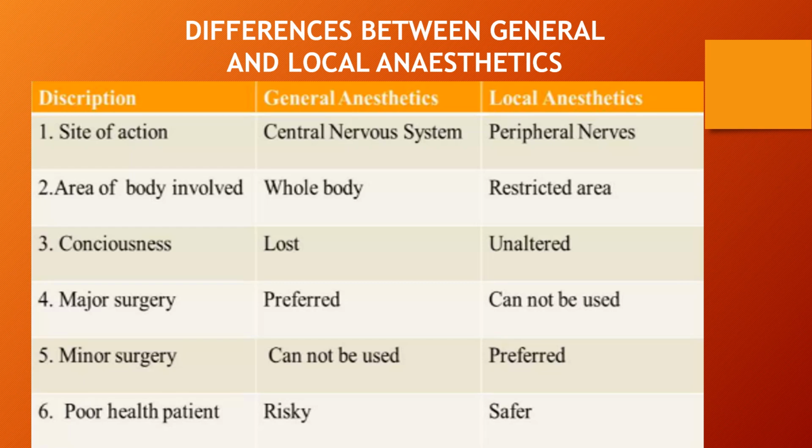If we talk about the difference on the basis of site of action, general anesthetics work on the central nervous system, and local anesthetics work on peripheral nerves. Consciousness in case of general anesthetics is lost, and in local anesthetics it is unaltered. In major surgery, general anesthetics are preferred and local anesthetics cannot be used. In minor surgery, general anesthetics cannot be used and local anesthetics may be preferred. In case of poor health patients, general anesthetics may be risky and local anesthetics are safer.